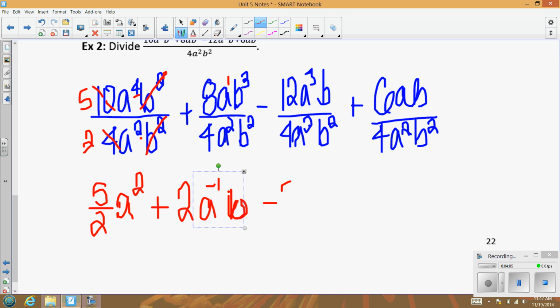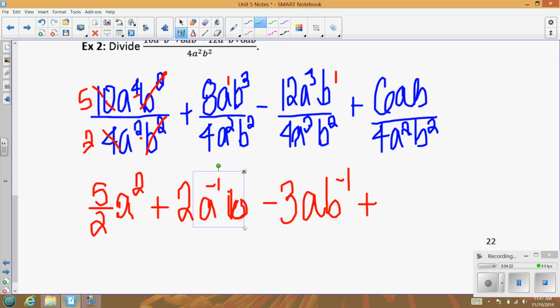12 divided by 4 is 3. And we have just an a left because we do 3 minus 2. And then again, now I have a b to the first over b to the second. So when you subtract your exponents, you're going to get a b to the negative 1.